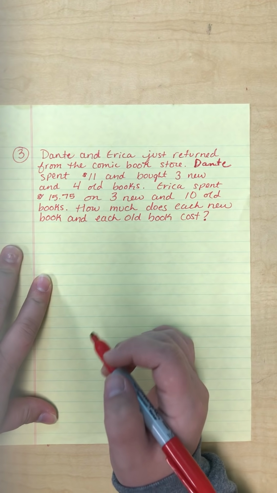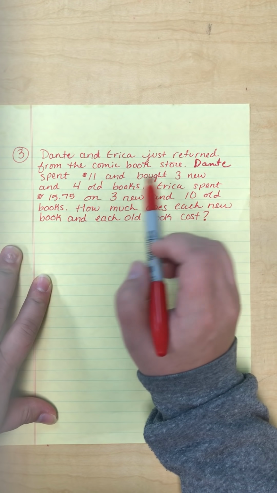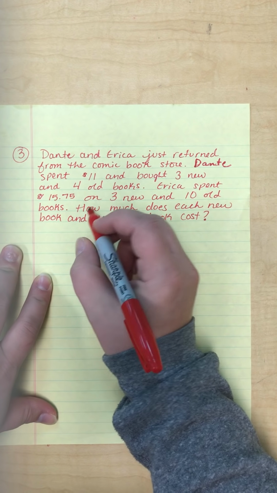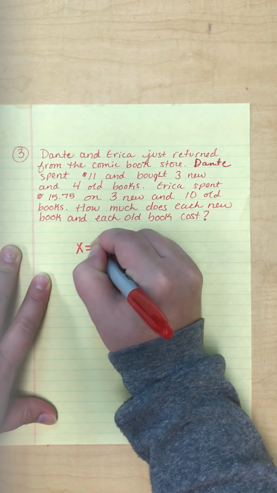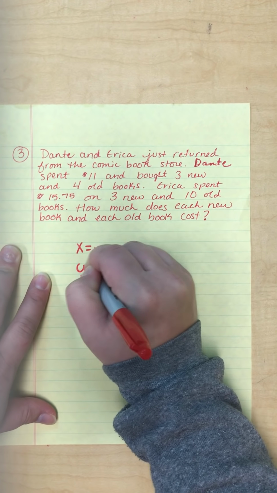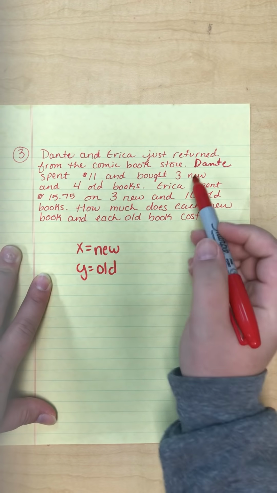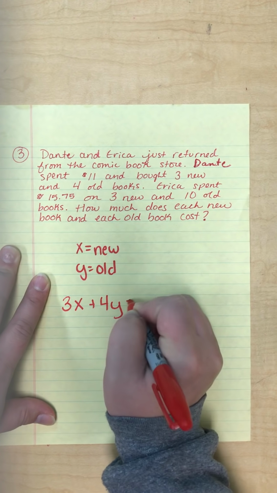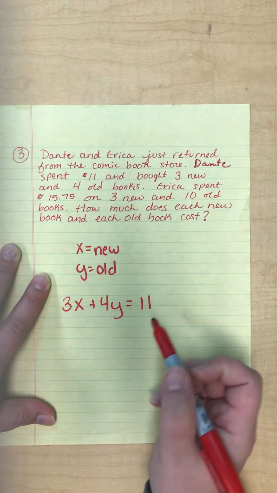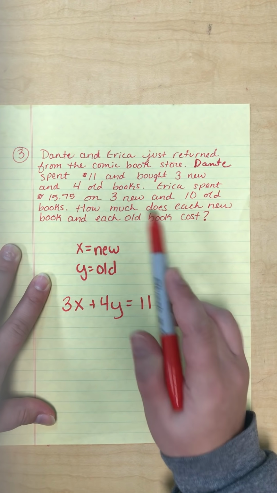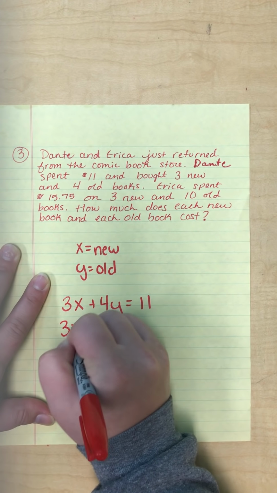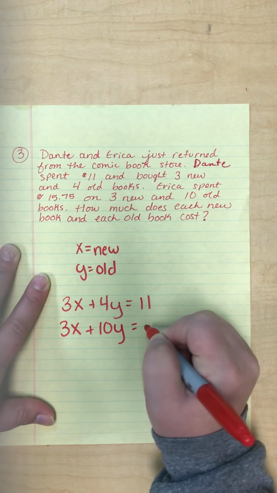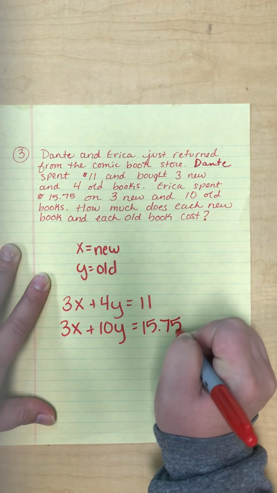Okay, so I'm going to write my equations first. So we're going to first write an equation for Dante, and we're going to write them in standard form. So our variables, x is going to be the new books and y is going to be the old. Okay, so Dante's equation then would be 3x plus 4y equals 11. And then Erica's would be 3x, because she bought 3 new as well, plus 10y equals 15.75.